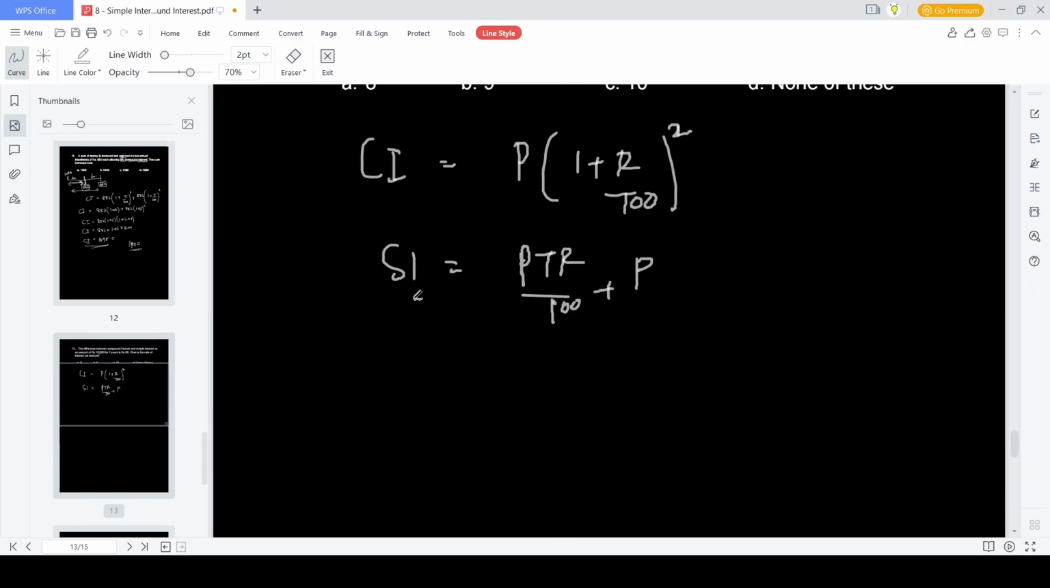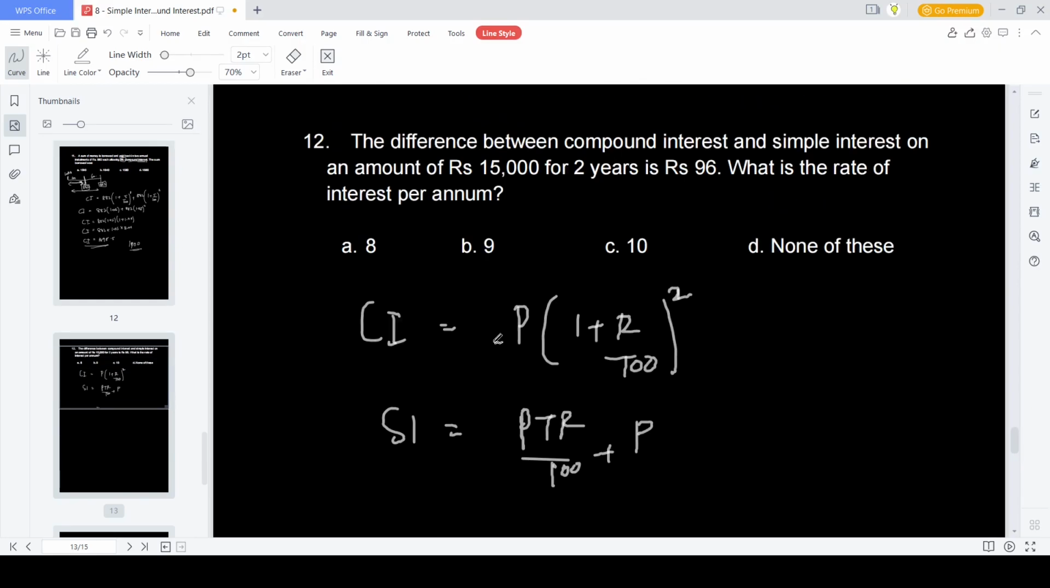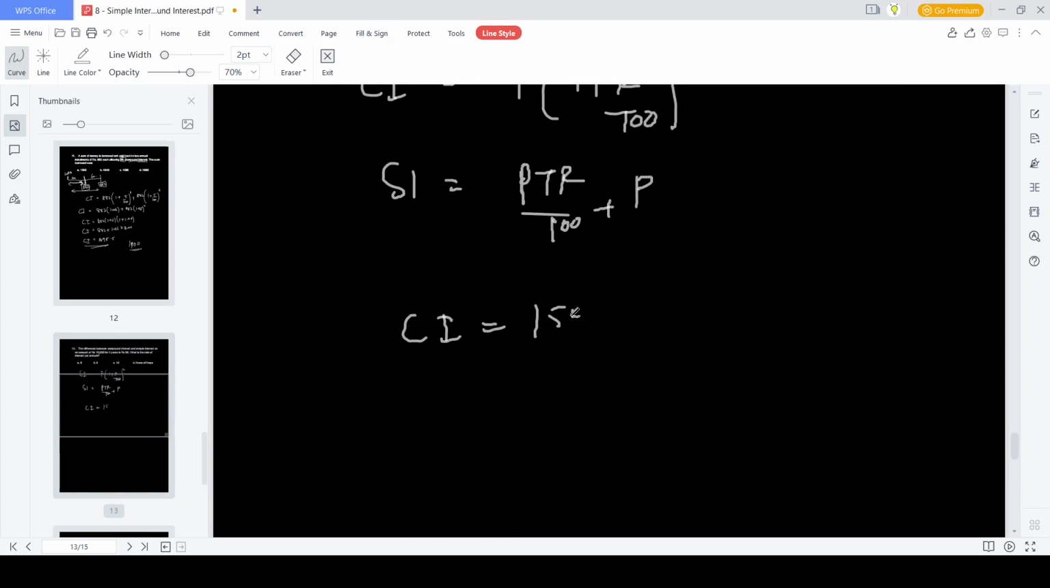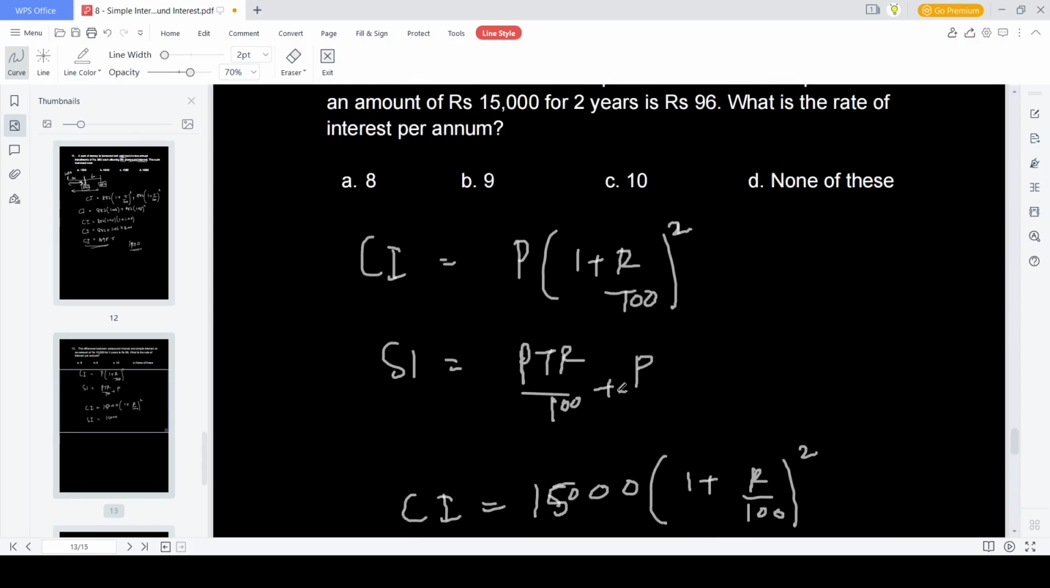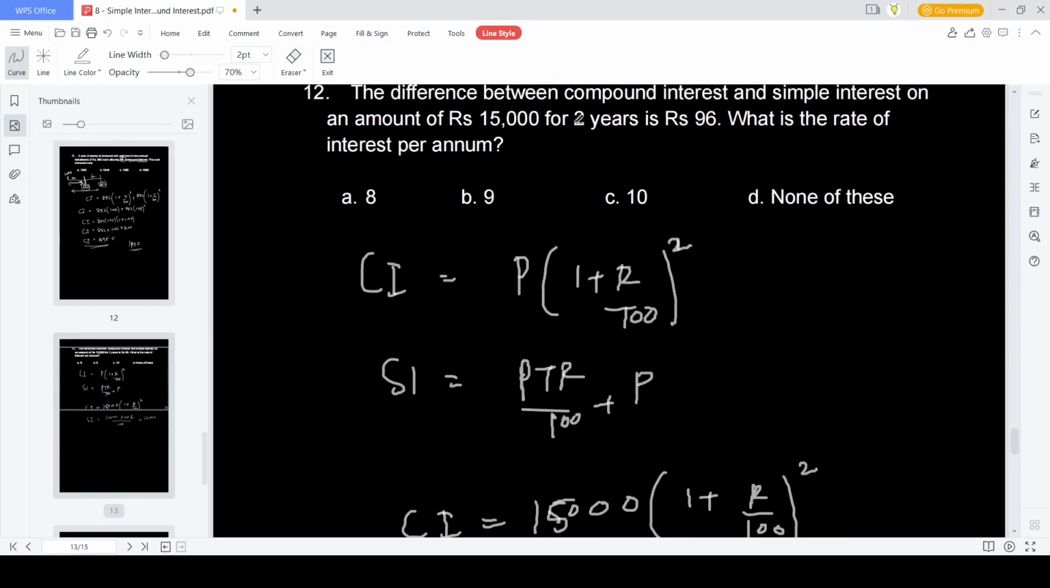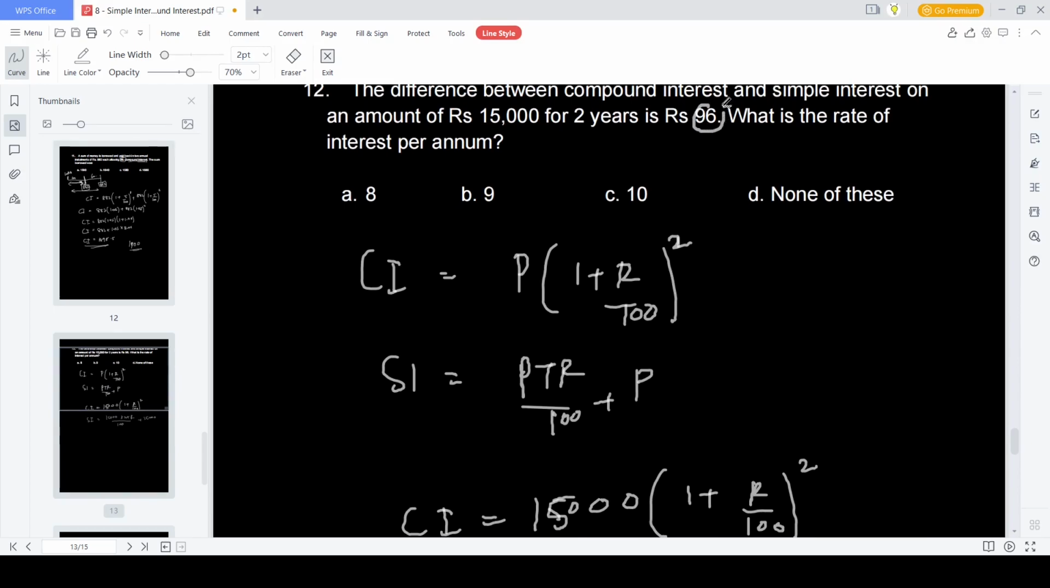So now we calculate this value. For compound interest, the principal is 15,000. 15,000 into (1 plus rate by 100) the whole square. We have to keep it as it is, and simple interest is nothing but 15,000 into 2 into rate of interest divided by 100 plus 15,000. So when you subtract these two, you're getting the value of 96 rupees.